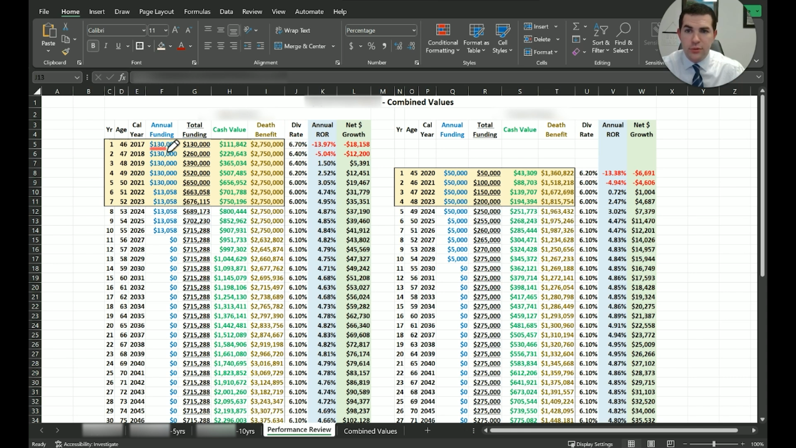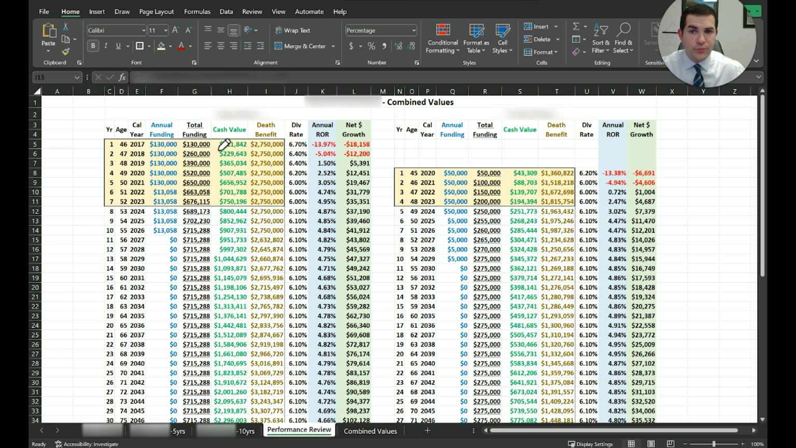For example, year 1, you paid in $130,000. Your actual cash value was just under $112,000. The illustrated dividend rate with the insurance company was 6.7%. However, if you pay in $130,000 and you've got $111,000 and change, that comes out to about a negative 14% return. So you took a 14% hit in the first year. In dollars, that's about $18,000. That's how much the hit is.